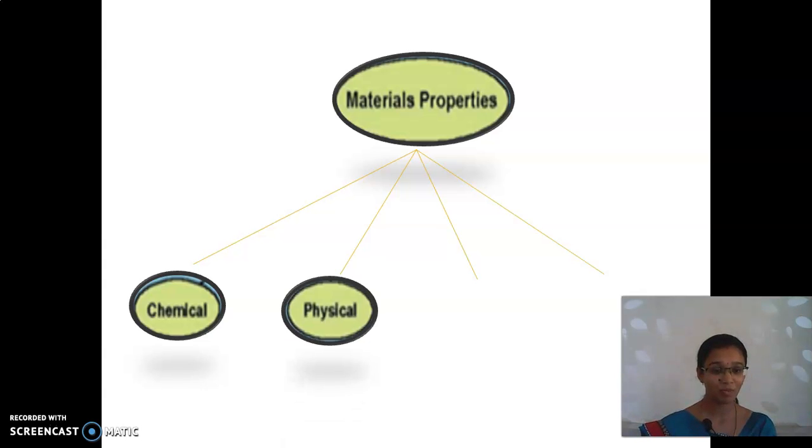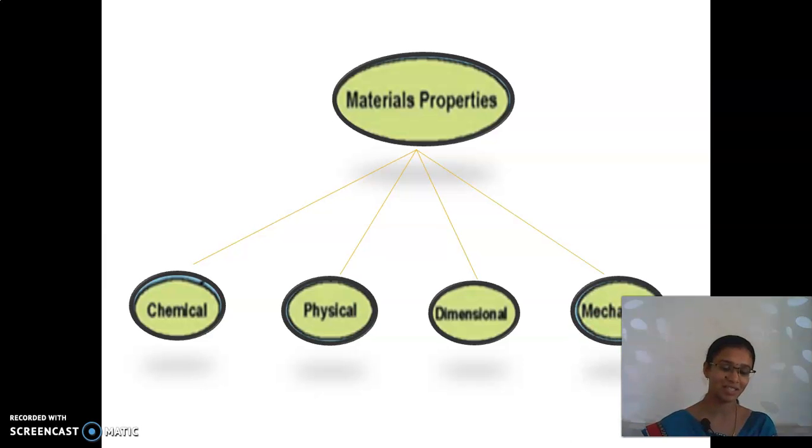And what is the second property? Physical property. Physical property is nothing but their shape, appearance, color. These are some of the physical properties which help in classifying the materials. And the next property is the dimension. What do you mean by that word dimension, children?